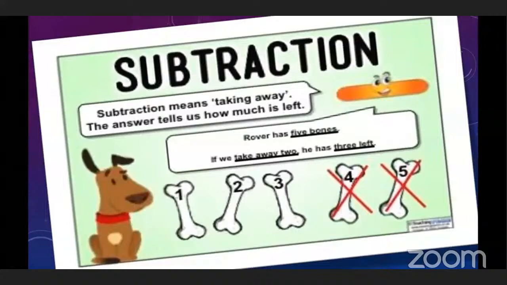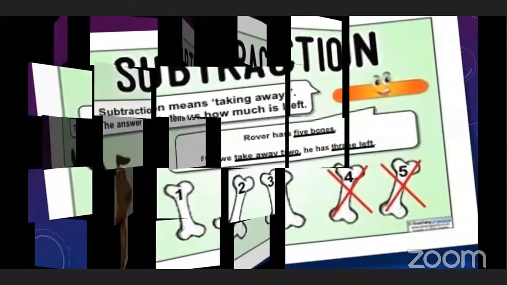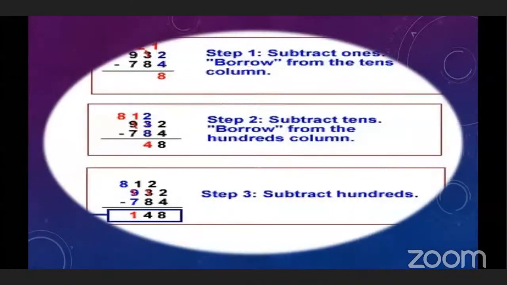Okay, student. Now subtraction, the term will be clear to you. Okay, no doubt in that. You are dealing with subtraction from first standard. Let's proceed to the next slide. Okay, students. In this slide, you can see three-digit subtraction.